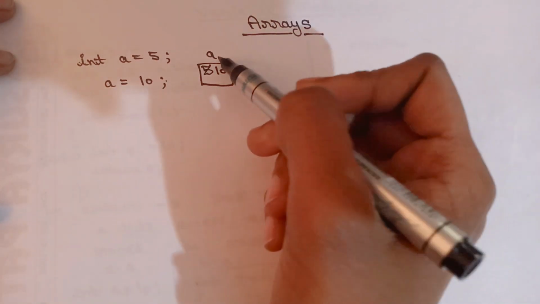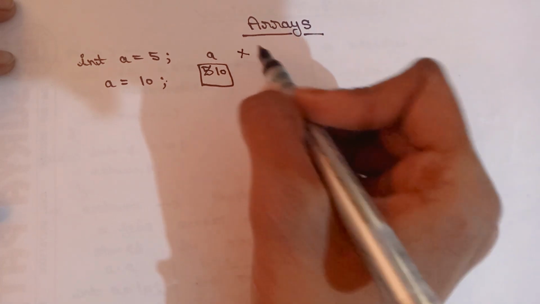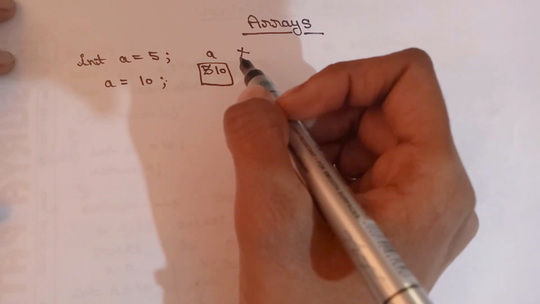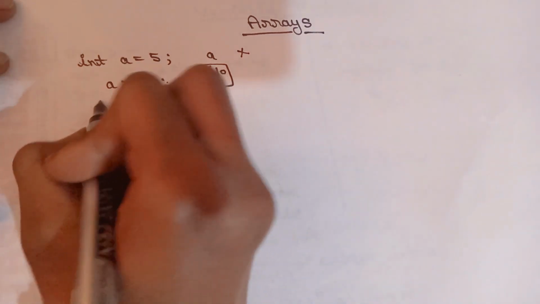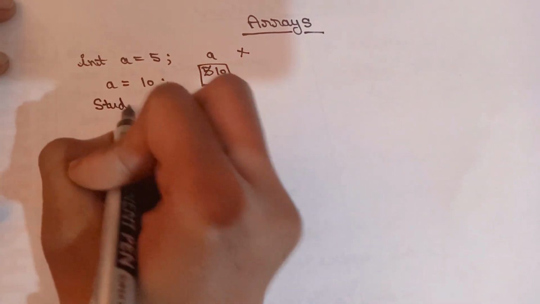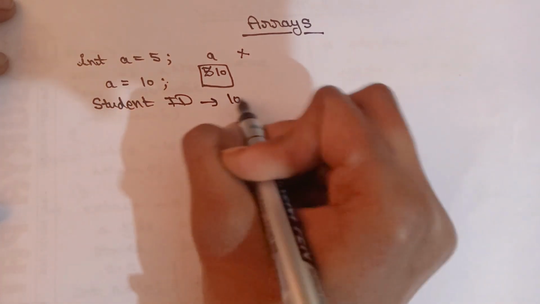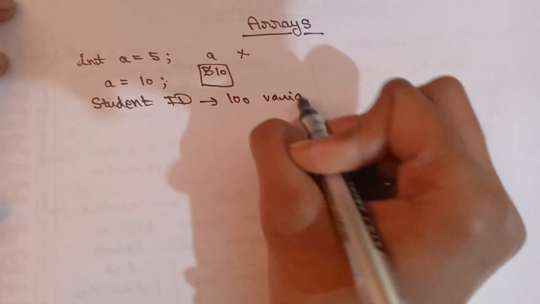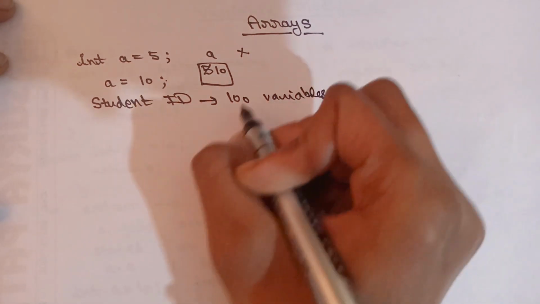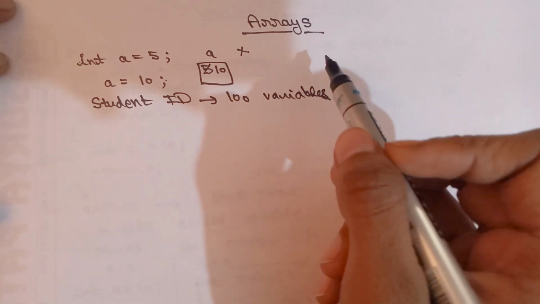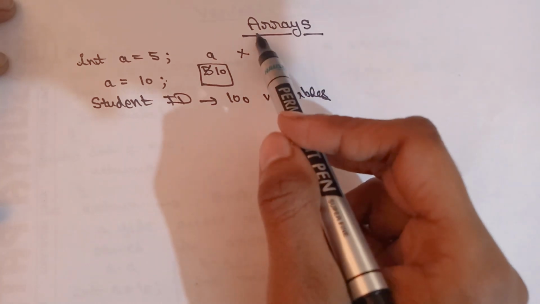That is, a primitive data type cannot be used to store multiple values at the same time in the same variable. Now, another example could be, suppose you have to store student IDs of 100 students. For this, you will require 100 variables, and dealing with those 100 variables at the same time individually is practically not possible. That's why arrays came into picture.